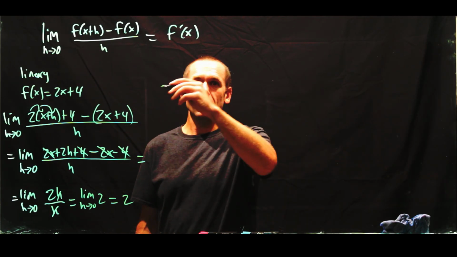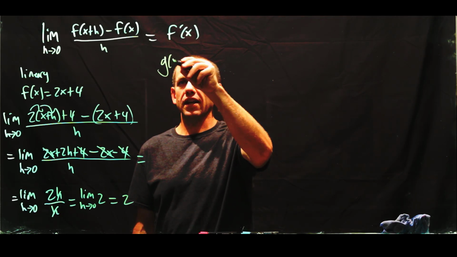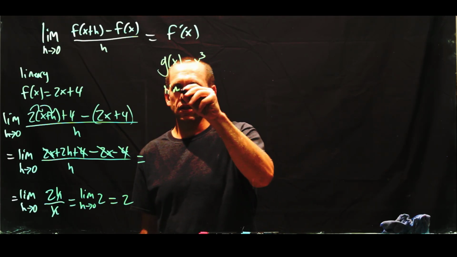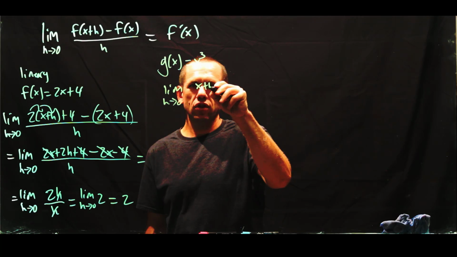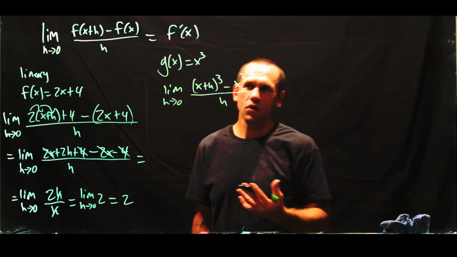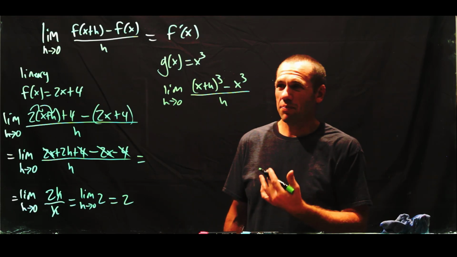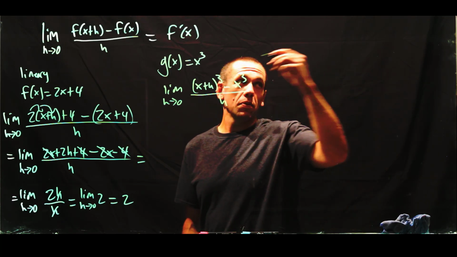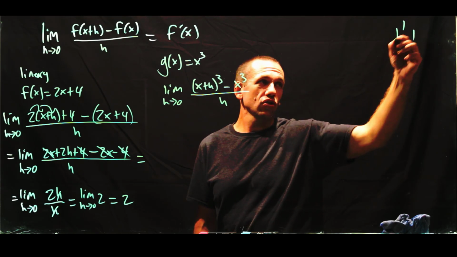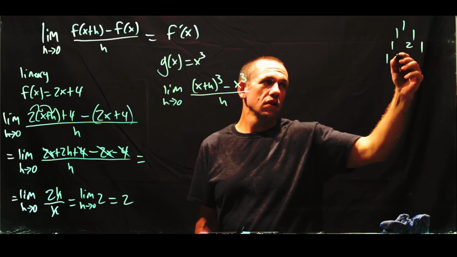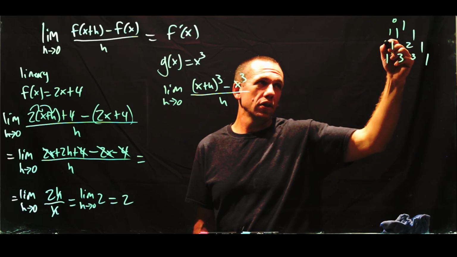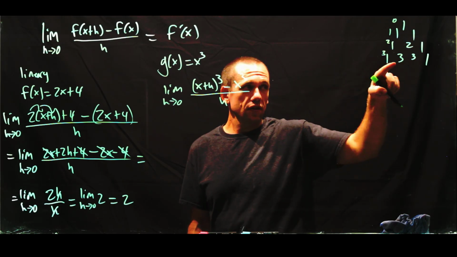We could look also at, say, a polynomial. So let's let g of x equal x cubed. Then we have the limit as h goes to 0 of x plus h cubed minus x cubed all over h. When you have a polynomial like this, if you have a power, the best bet is to expand it. And if you're doing a binomial expansion, Pascal's triangle gives you the coefficients of the expansion. So we have the 0, 1, 2, 3. We're on a cubic, so these are our coefficients.